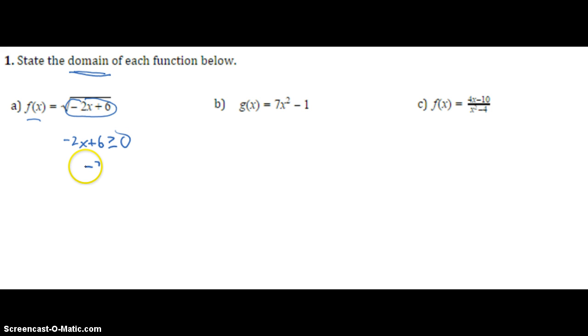I'll subtract 6 from both sides to give me this. And then when we divide by -2, that inequality is going to flip to the other side, because anytime you divide by a negative, you have to flip the inequality. That's the domain of this function.